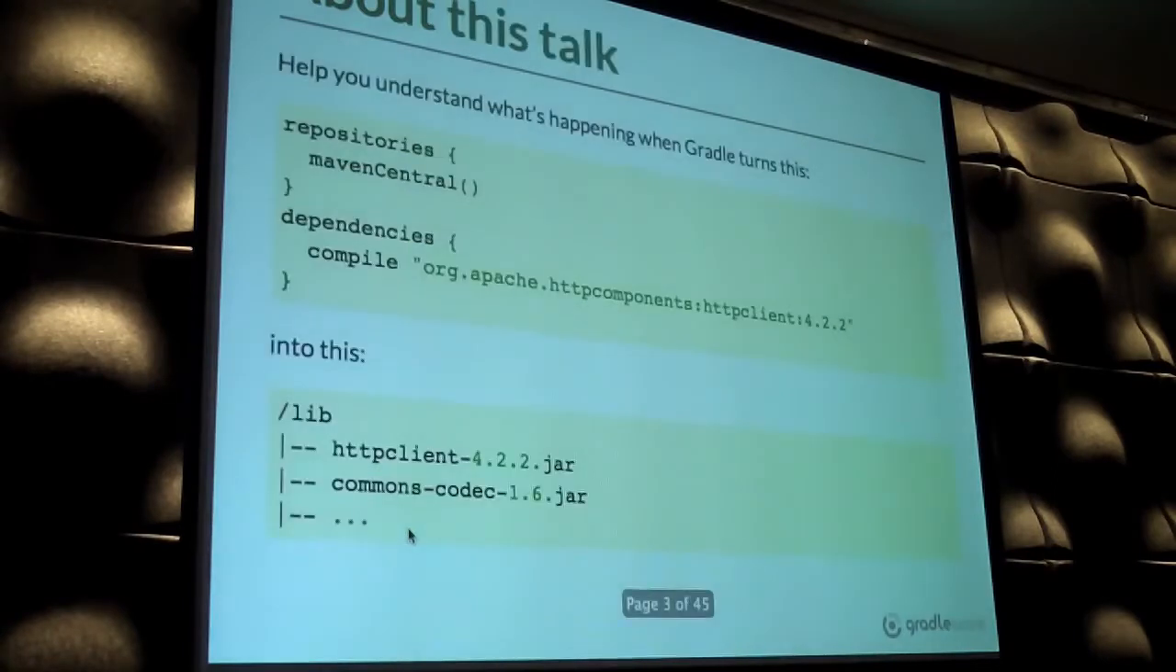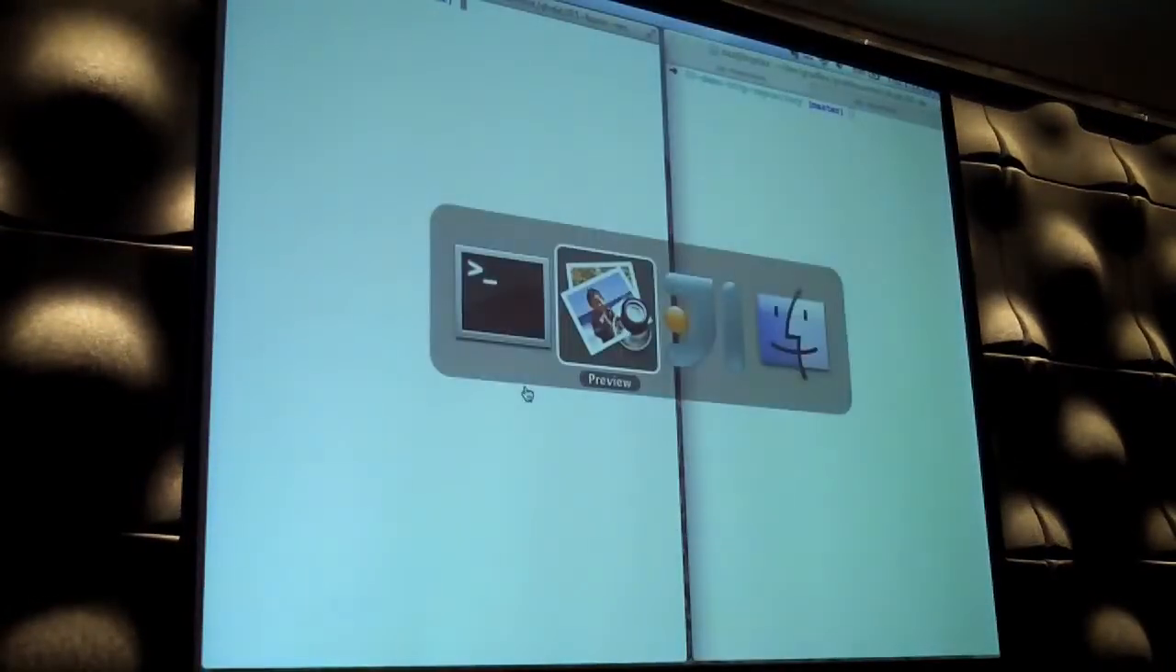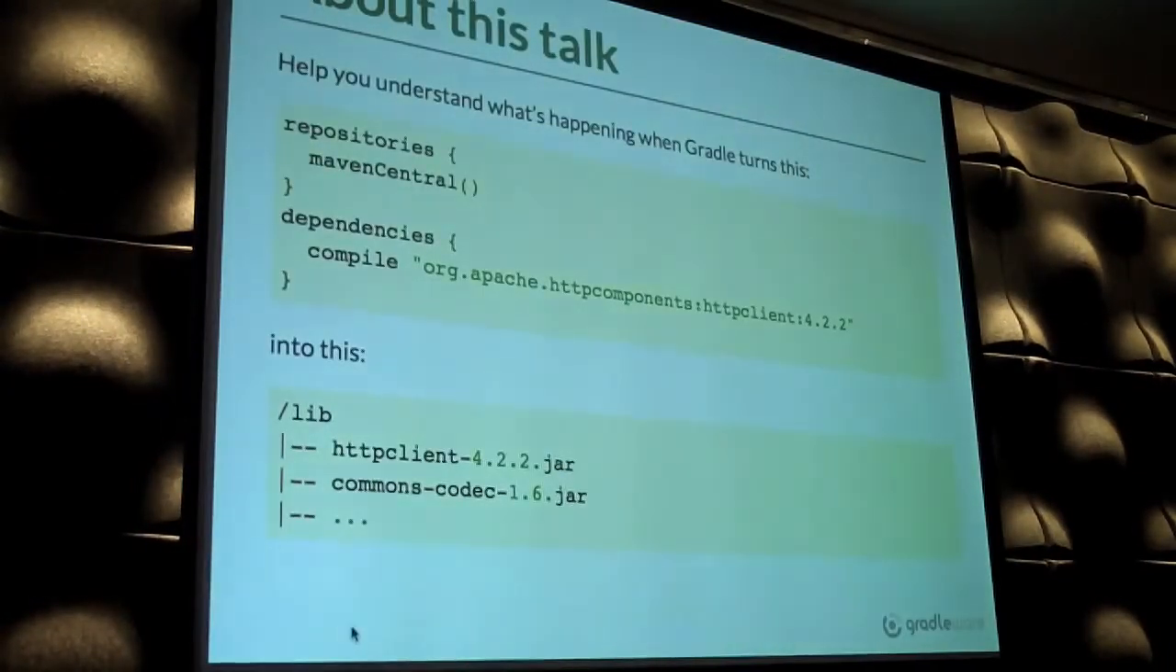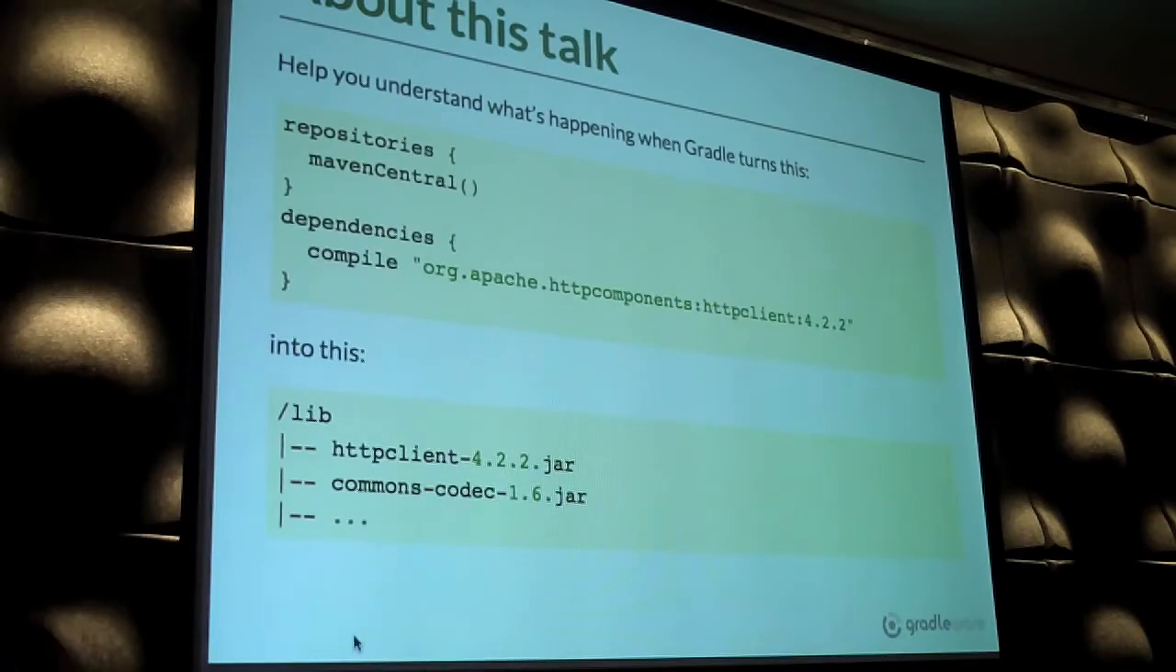So what are we going to talk about today? The whole goal is to help understand the nitty-gritty of what's going on when you have a bit of code like that, a repositories block and some dependencies declared, and how does Gradle end up with just a set of jars? I want to get into the low-level stuff. What actually is Gradle doing?